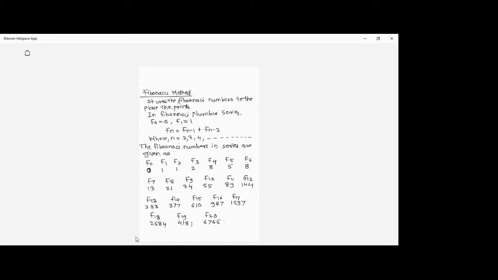So this is called the Fibonacci series. The Fibonacci series is 0, 1, 1, 2, 3, 5, 8, 13, 21, 34, 55, 89, 144, 233, 377, 610, 987, 1597, 2584, 4181, 6765, and so on. So it is very easy to remember, easy to derive, right? It is just the addition of the previous two numbers, right? Now how this is going to be used in the placement of the experiments, we are going to see.